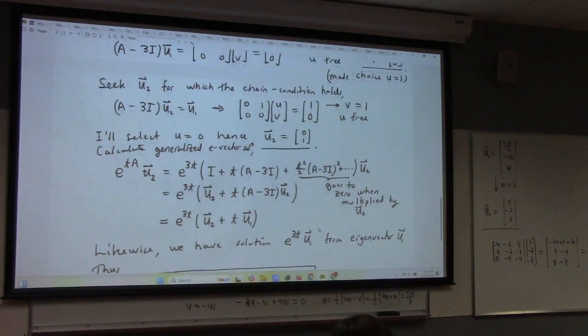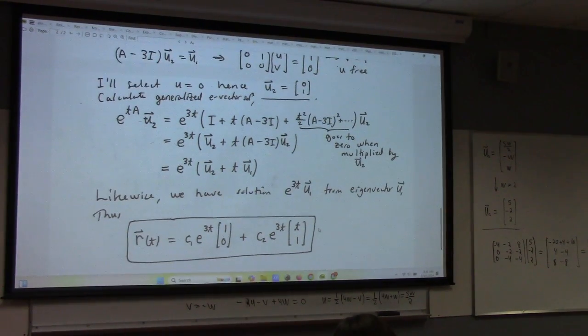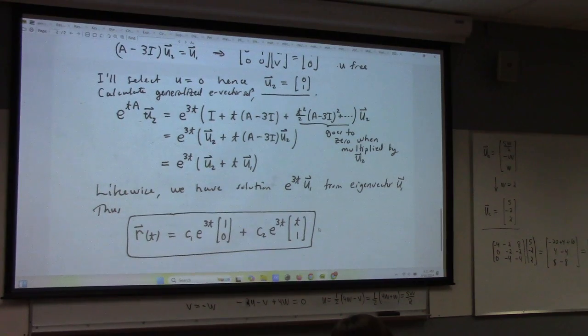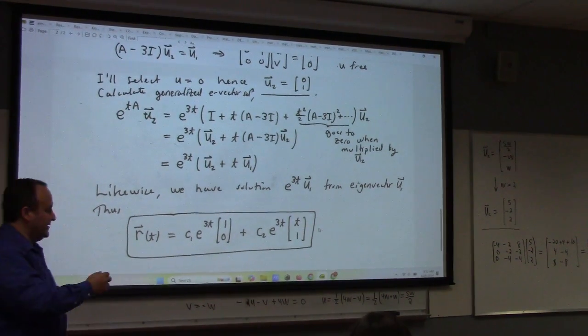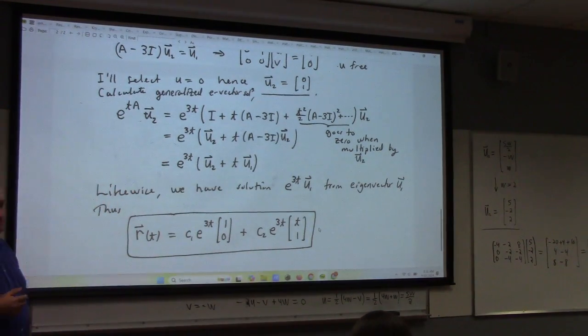And so there you go. And of course we also have the e to the 3t u1 solution that most of you wrote down. And so the general solution here has the form c1 e to the 3t times this plus c2 e to the 3t times that. All right. Okay, so any questions? I didn't require you to do the generalized eigenvector thing on the quiz, but that might appear on the test, for example.